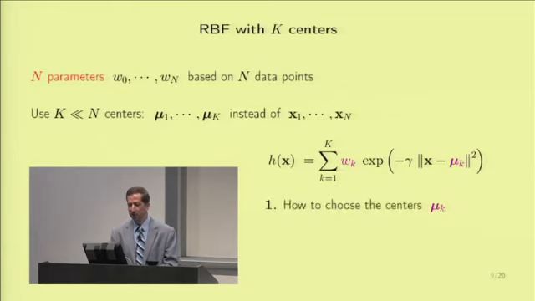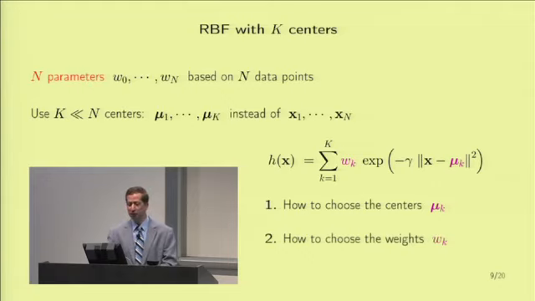So two questions. How do I choose the centers? Which is an interesting question because I have to choose it now. If I want to maintain that the number of parameters here is small, I have to choose it without really consulting the yn's, the values of the output at the training set. And the other question is how to choose the weights.